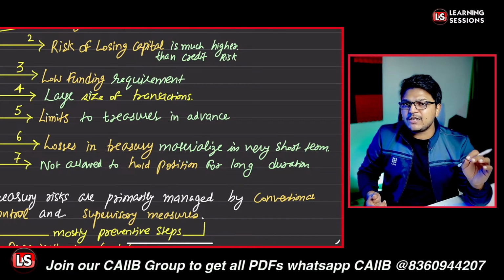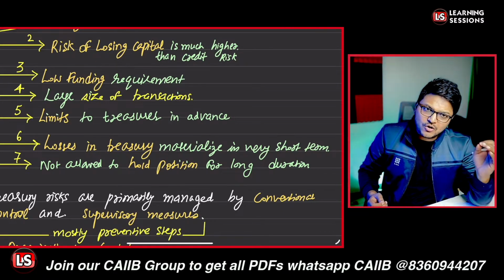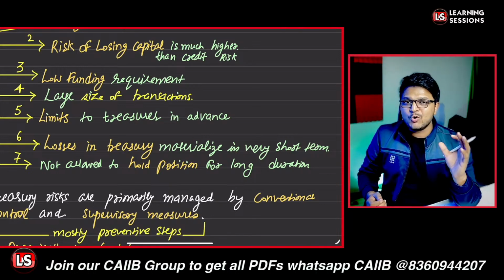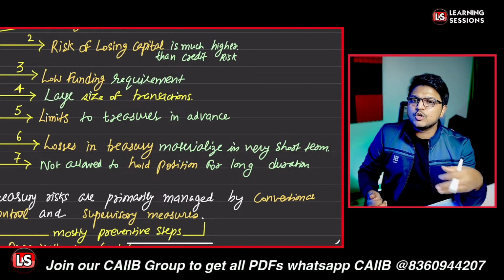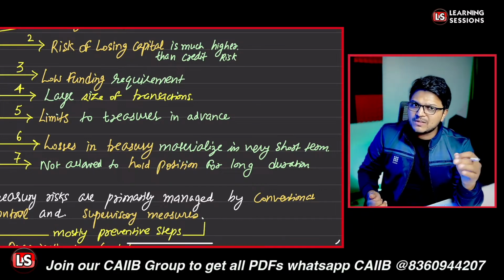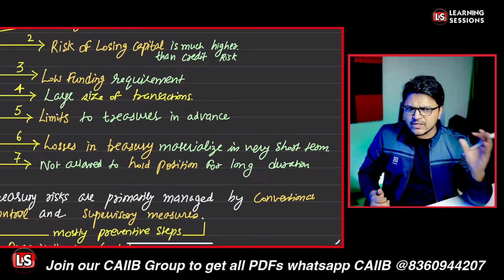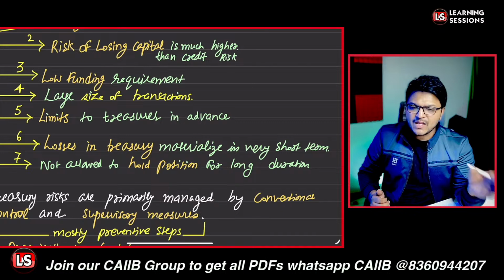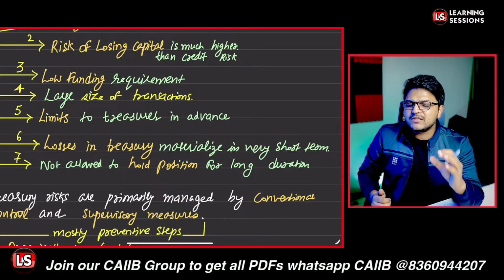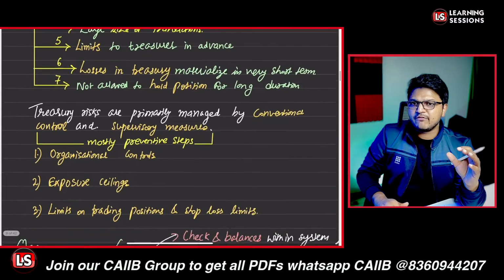And other than that, you are not allowed to hold the position for a longer duration. It's not the case that you can hold the position for longer so as to minimize your losses. You have to put in place stop loss limits and other limits, and set up different triggers for the same. We will be learning how we can limit the risk and why we need to manage the risk in the case of treasury, right? So these were the different concerns associated with the treasury.